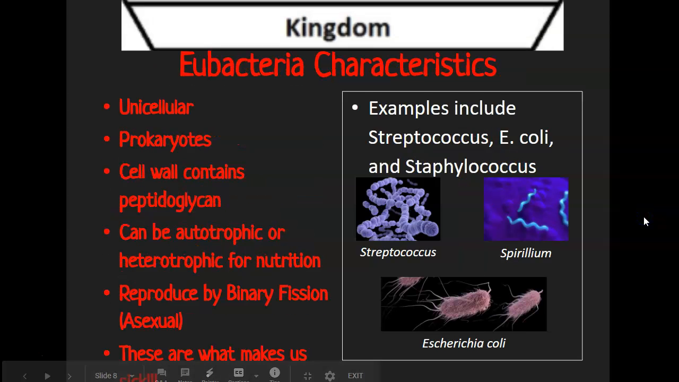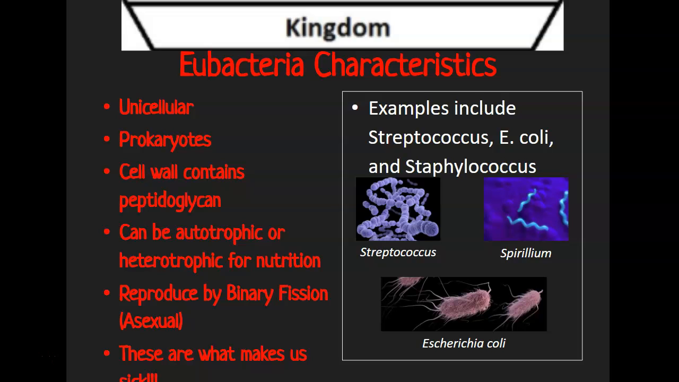Next kingdom, eubacteria. Eubacteria are also unicellular. They are prokaryotes, but their cell walls do contain peptidoglycan. So that means that they have a little bit more structure around their cell wall. So these can be autotrophic or heterotrophic for nutrition. They reproduce by binary fission, and these are the ones that we know that usually make us sick.